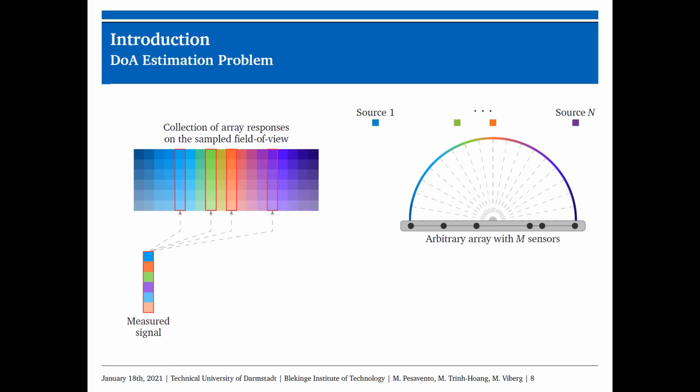Now, the DOA estimation problem is to go backwards in this picture. In other words, given this measured signal from the output of the antennas, try to figure out which of these columns, or these array response vectors, could have produced the measurement. We don't want to have more unknowns than equations, so normally it is required that the number of sources is less than the number of sensors.